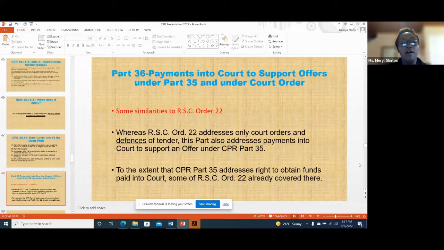Because Part 35 had to deal with some of this, this would have come up in 35. And so you may want to read Part 35 and then read Part 36 and then go back to Part 35. It becomes more clear when you take them in tandem. Next slide.